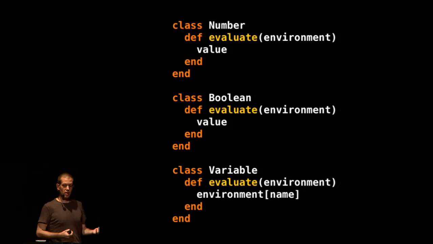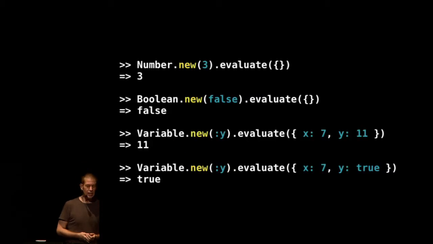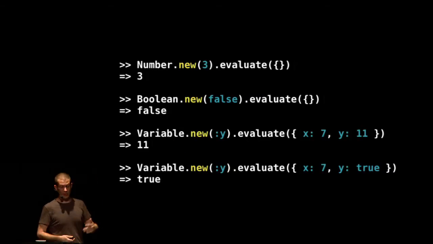If you evaluate a variable, this evaluate method is going to take an environment, a hash that maps variable names onto their values. When you evaluate a variable, it's just going to look up the name of that variable in the hash. So that lets us do simple things: if you evaluate the number 3, you get 3. If you evaluate the Boolean false, you get false. And if you evaluate the variable y, you get whatever its value is in the environment that you pass in.